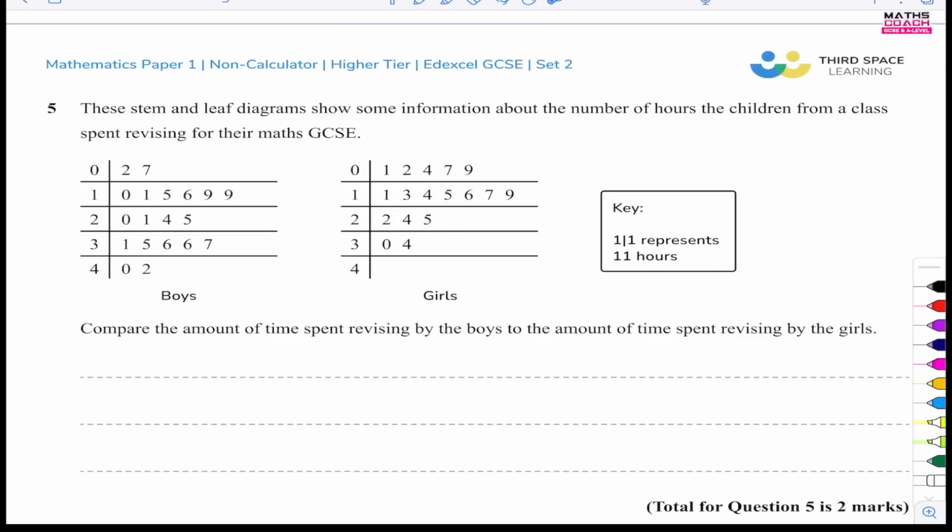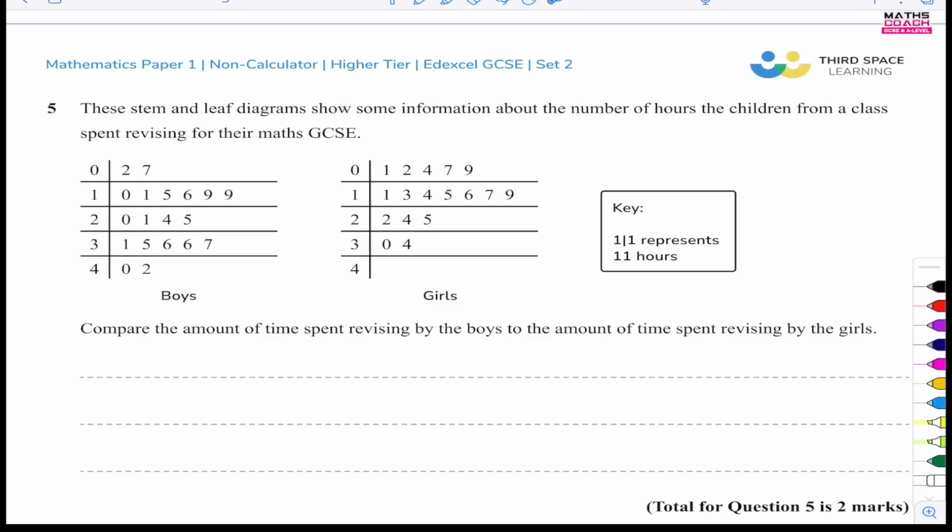Compare the amount of time spent revising by the boys to the amount of time spent revising by the girls. Right, so we need to get some data from here. What kind of data can we work out from a stem and leaf diagram? We can work out the median. What is the median? The median is the middle value. All right. So if we calculate the median for both boys and girls, we can see that.